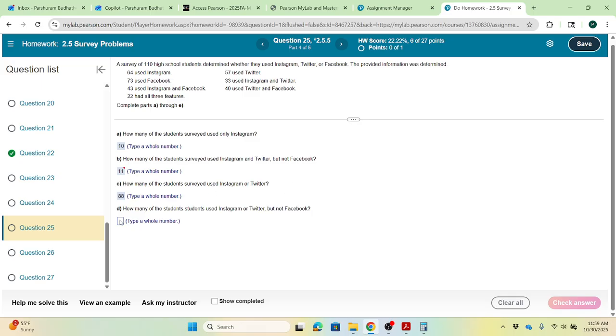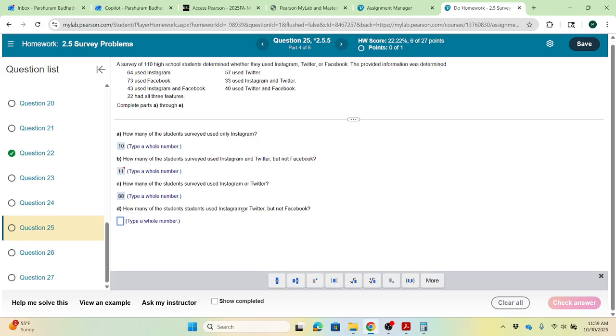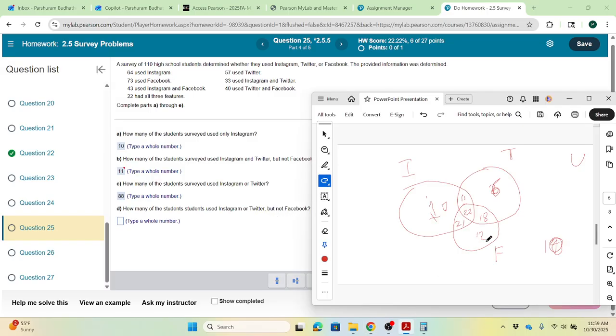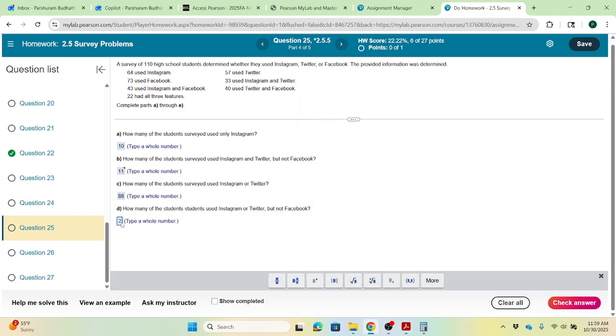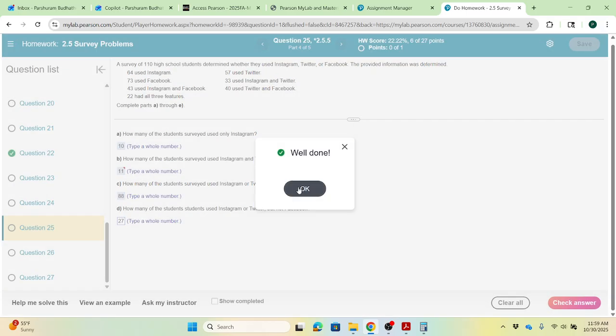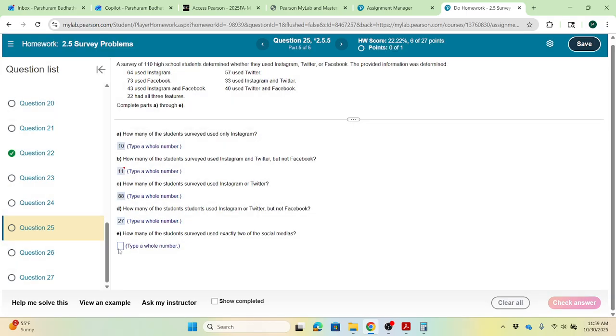That's the OR. How many of the students use Instagram or Twitter but not Facebook? Or, so but not Facebook. So this is where we calculate 10 plus 11 plus 6, which is 27. That is the question I answered earlier. So that was my mistake.